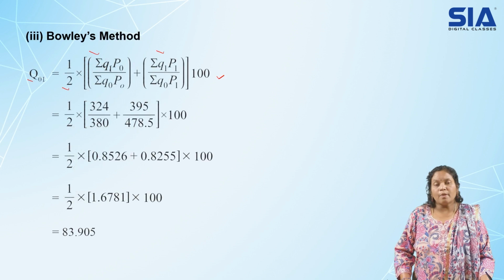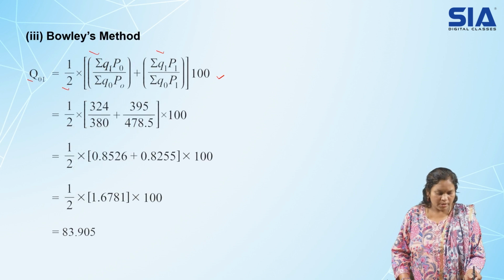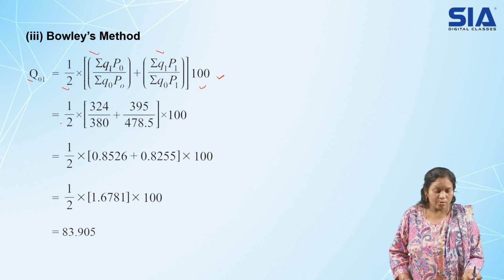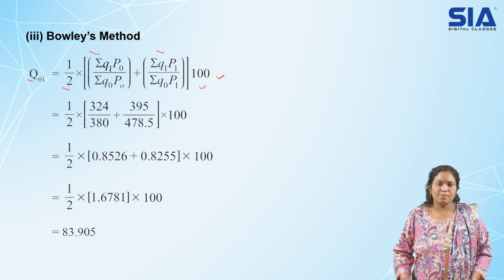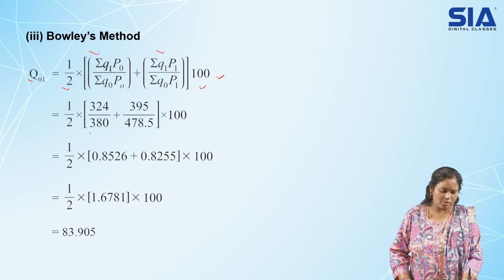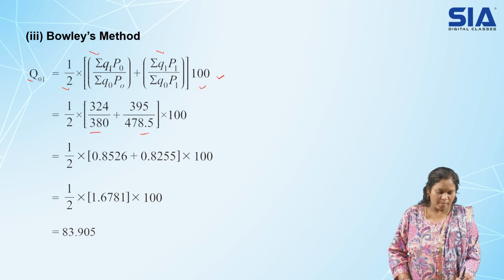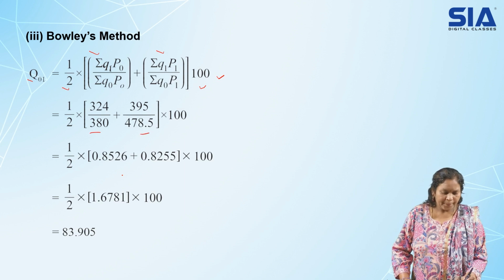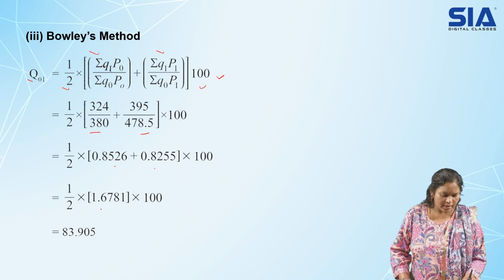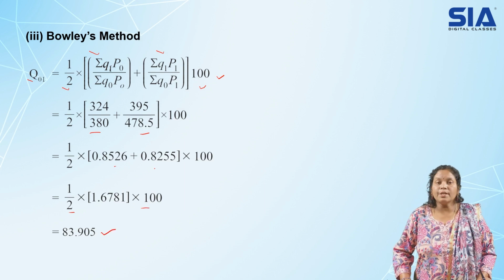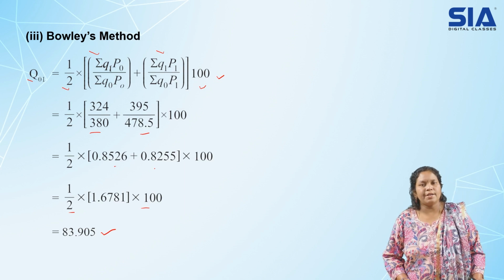Now let us check Bowley's method also. So Bowley's method formula we already discussed, right? So simply substitute in that all the values, or you can consider last year's answers here. This is your Laspeyres' answer, this is your Paasche's answer. Simply add both of them, multiply with 100 and divide by 2, you'll get the answer as some 83.905. So this is how we obtain Bowley's quantity index numbers.